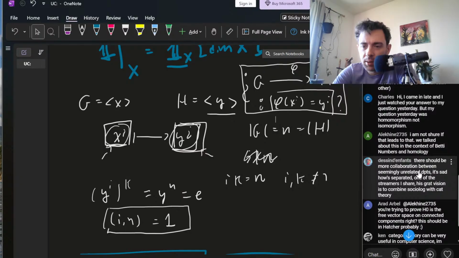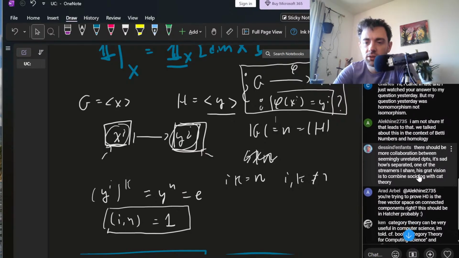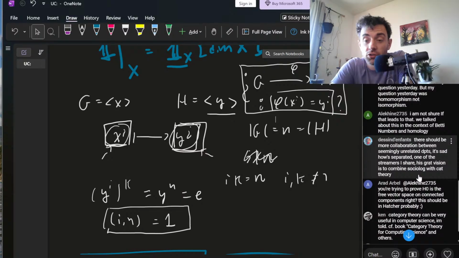There should be more collaboration between seemingly unrelated departments, and it's sad how it's separated. Yeah. One of the streamers you shared, his vision is to combine sociology with category theory. I mean, there's definitely network analysis stuff that could be... I do think this would be cool. It could be great that category theory could help you formalize ideas there.